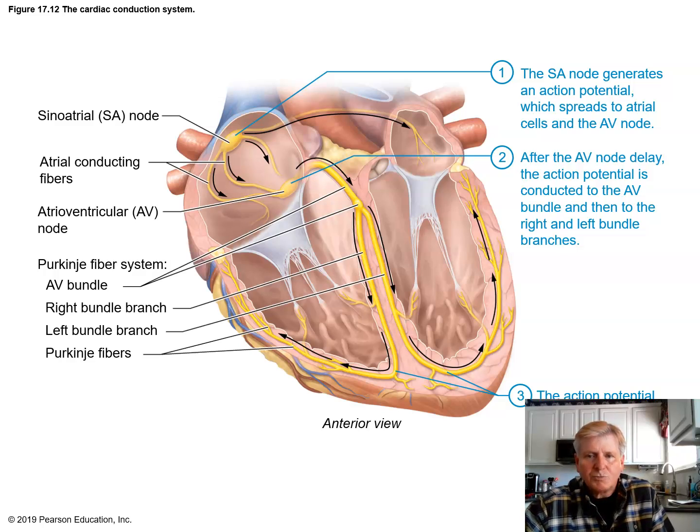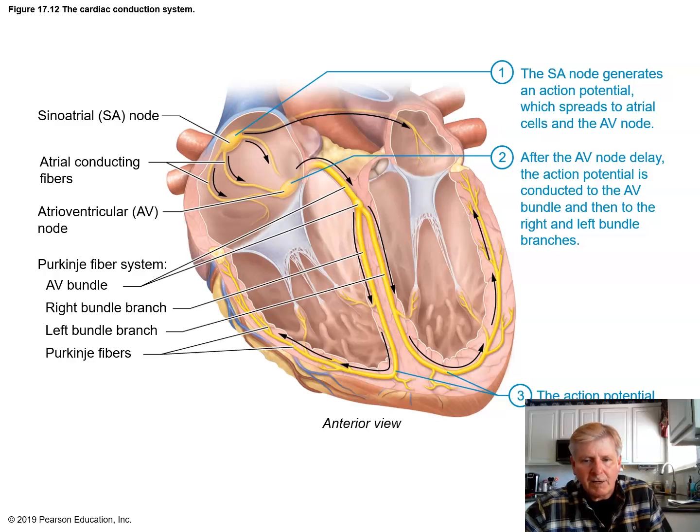And then you get this rapid depolarization. Okay, and then at the AV node, there's a delay, about 0.1 second, and then the signal is conducted to the AV bundle, which is between the atria and the ventricles and the interventricular septum. And then that leads to the right bundle branch and the left bundle branch. And they course in the wall of the interventricular septum.